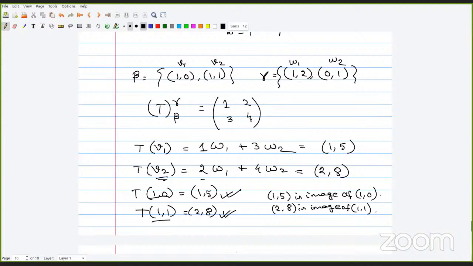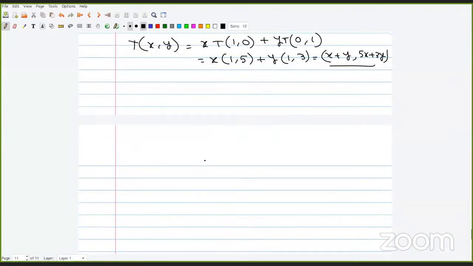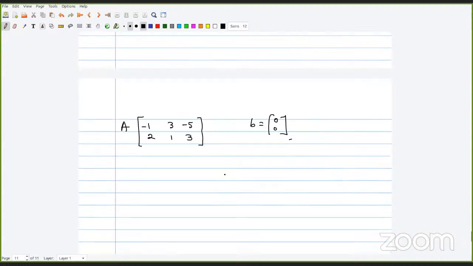But sir, in the solution they first transpose. Then after transposing, the entire situation changed. Can you write that question, sir? The first row is -1, 3, -5. Second row is 2, 1, 3. It is written that the system AX equal to B, where B equal to (0, 0), has a unique solution. So it has a unique solution, right? How? It has a unique solution because the solution is 0.